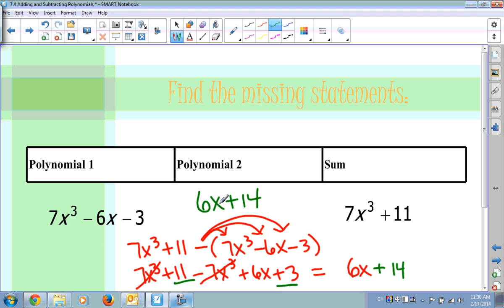And you can always check. If I were to add these together, 7x squared plus no x squared is 7x cubed plus no x cubes is 7x cubed. Negative 6x plus 6x is no x's. Negative 3 plus 14 is 11. So we know that that checks out. Okay. Any questions on that guy?